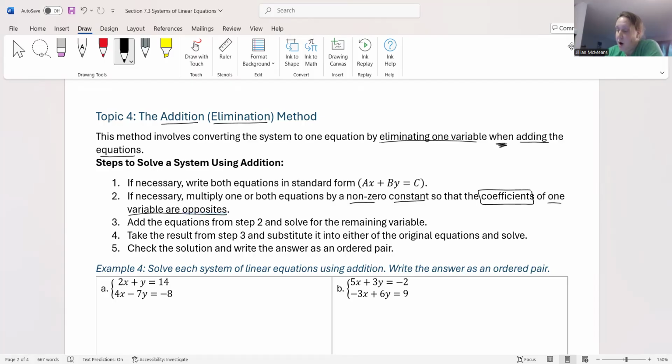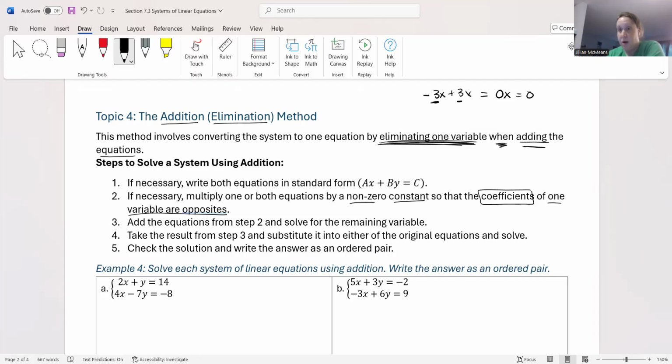Remember, our whole goal is to eliminate one variable when we add the two equations. In order for things to cancel out when we add them, they have to have opposite coefficients. So imagine having something like negative 3x plus 3x. You can see the coefficients on x are opposites, negative 3 and positive 3. So when we add these, we end up getting 0x, or just 0. So we can eliminate a variable as long as that variable has opposite coefficients and we add the two equations together.